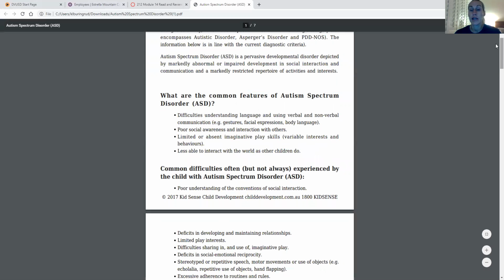So really, number one thing, common features of autism: difficulties understanding and using verbal and nonverbal communication. So gestures, facial expressions, body language, poor social awareness and interactions with others. So a client that has difficulty interacting with others, and you can have that difficulty with a variety of issues. So a lot of times these features show up with other disorders too.